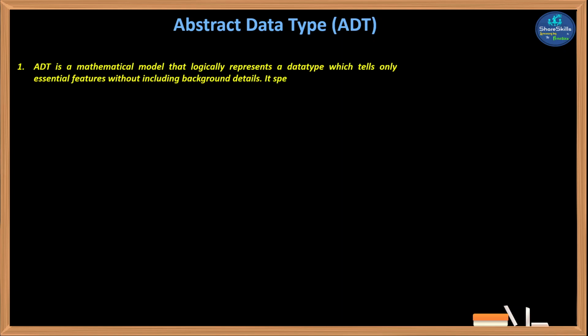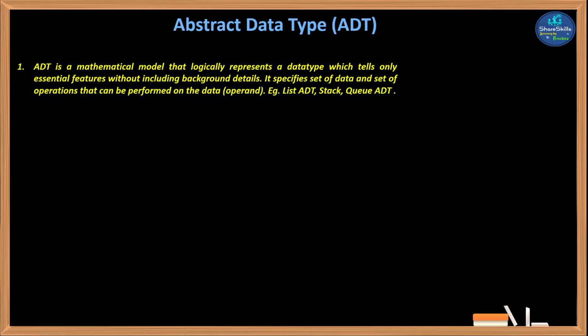So let's talk about abstract data types. Abstract data types are one of the main features of data structures, we can say. Let's go through the definition; I think it will be clear. It is a mathematical model that logically represents the data and tells only the essential features without including the background details.